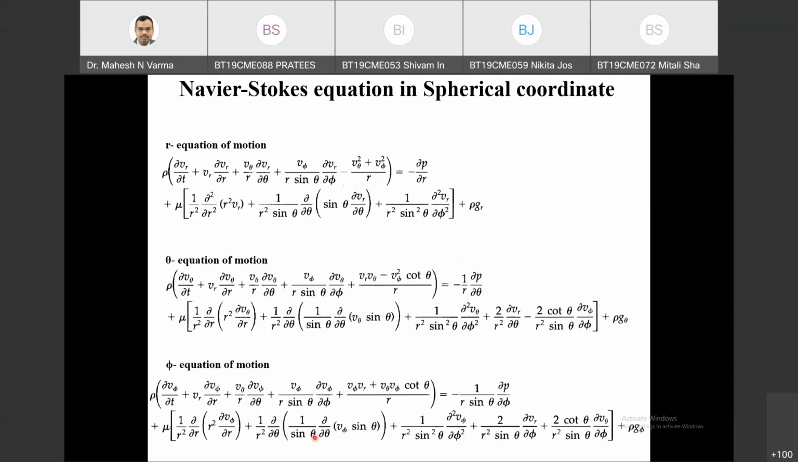And how about the phi equation of motion? What will you get after solving this? Sir, I guess phi with respect to velocity. So we'll get, I guess, the velocity profile. Yeah, you will get a velocity profile. So this is what you will get actually.